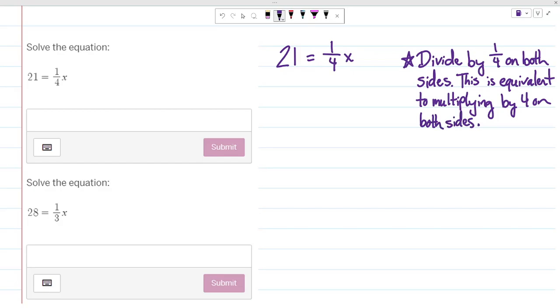What do we mean? Well, let's actually write this out. So what we're saying is that if we divide by 1/4 on both sides, that's going to give us the value of x. And remember when we did fraction division, we said, okay, 21 divided by 1/4, that's like 21 times 4/1. And what's 4/1? Well, that's just 4. So actually 21 times 4 is equal to x.